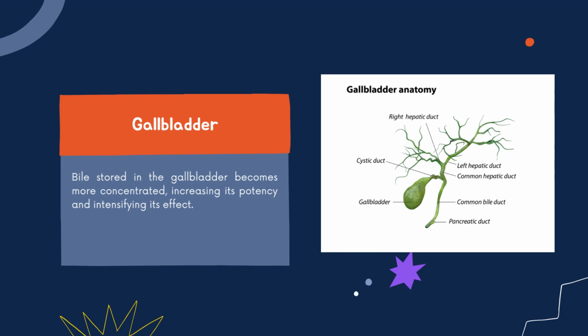Now, the gallbladder. Bile is stored in the gallbladder and becomes more concentrated, increasing its potency and intensifying its effect. When chyme containing fat leaves the stomach, the gallbladder contracts and discharges bile through the cystic duct and common bile duct and into the duodenum of the small intestine.